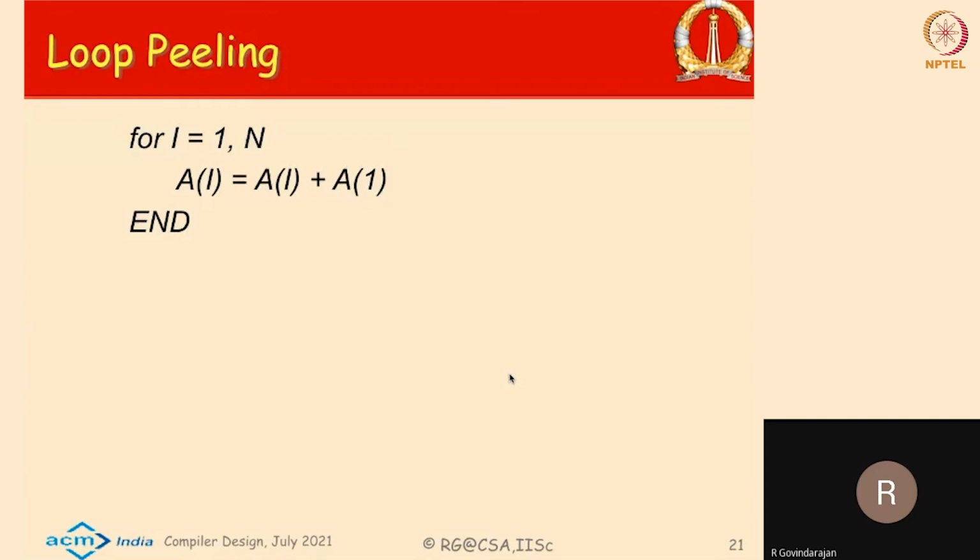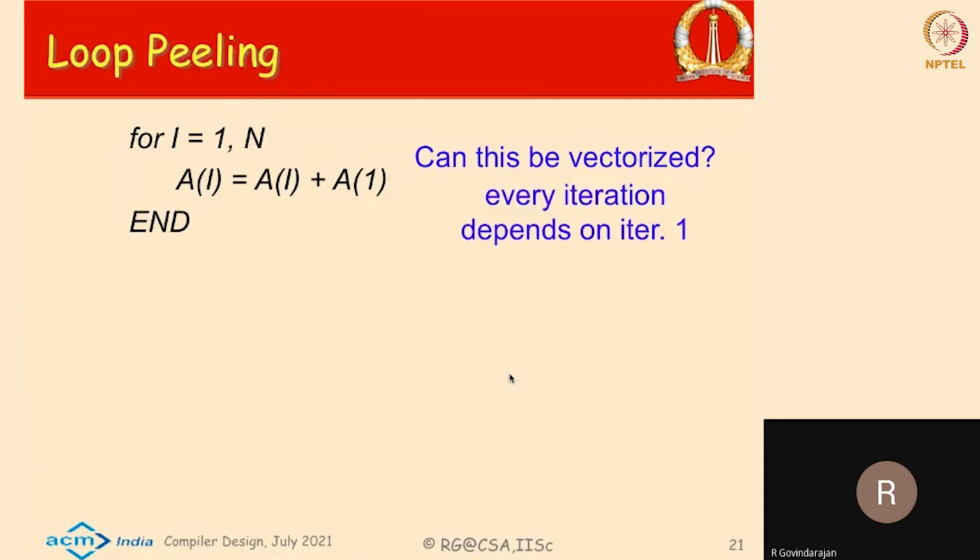If you look at it, in iteration 1, A1 is being written. And in all subsequent iterations, the written value of A1 is being used. So there is a dependence from the first iteration to the second iteration to the third iteration and up to the nth iteration. Therefore, if you want to execute these iterations in parallel, it is not possible because there is a dependence from the first iteration to every other iteration. So this cannot be parallelized, or vectorized, whichever way we want to look at it, because every iteration depends on iteration 1.